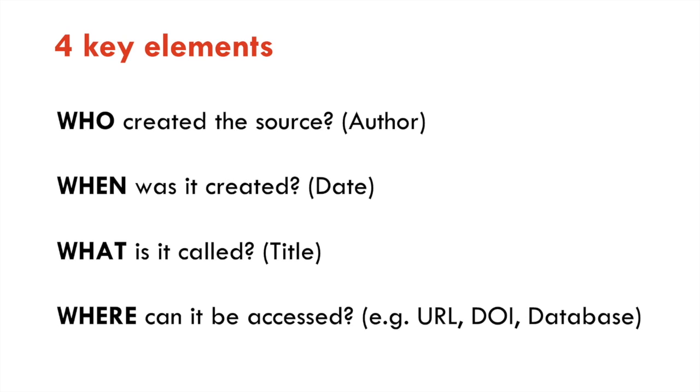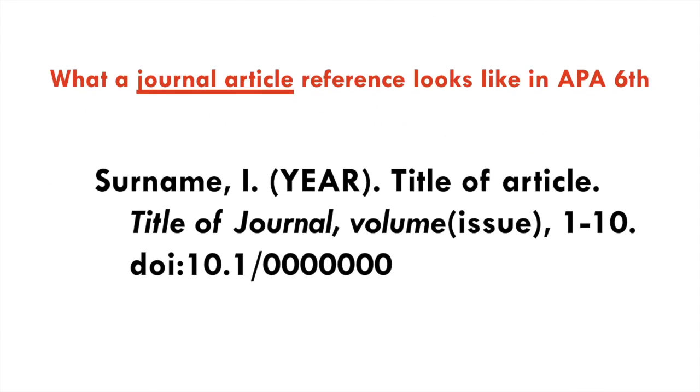As mentioned before, in APA, each source type is formatted differently. So if you get stuck, just remember to use the APA guide on the library's website to find the correct reference type for particular sources. If you're ever in doubt whether your reference is correct, make sure your reference contains at least these 4 elements. So let's look at a few examples.